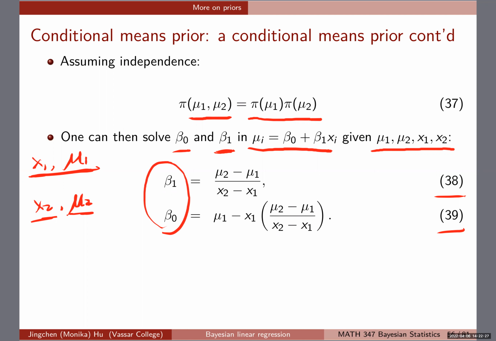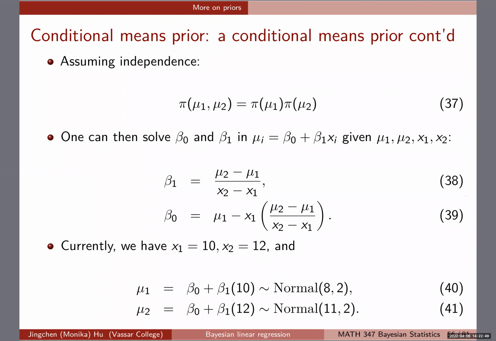Beta 1 in particular is mu2 minus mu1 divided by the difference between x2 and x1. And then beta 0 is mu1 minus x1 times that beta 1 from earlier. This part is the math part, which if you do the algebra, I'm sure it will make sense to you. But in terms of coding, when x equals 10, we think mu1 follows normal 8, 2. When x equals 15, we think mu2 follows a normal 11 and 2. Those are the pieces that go into our model, or I should say prior specification.